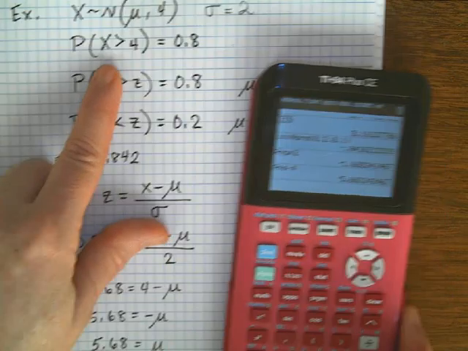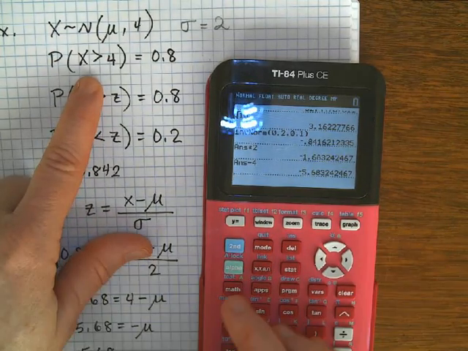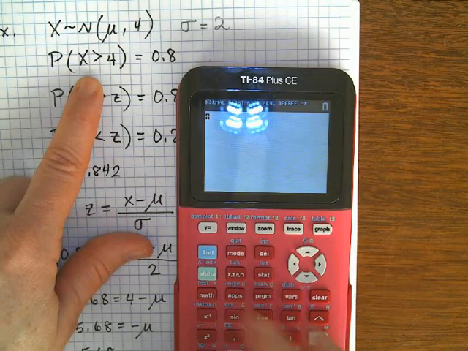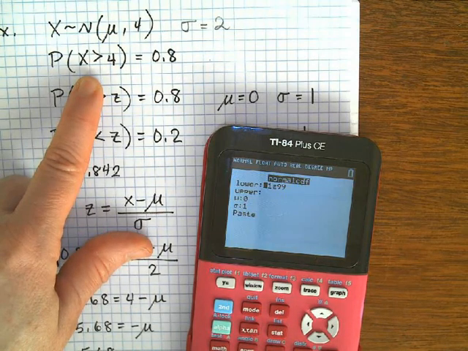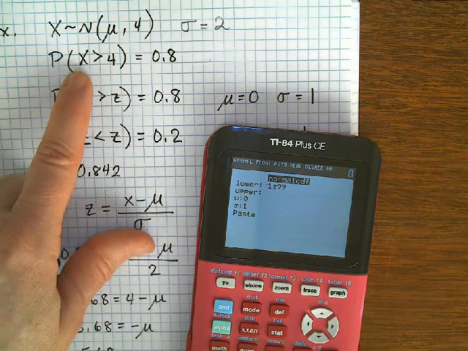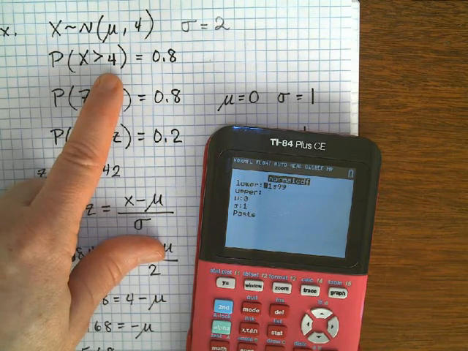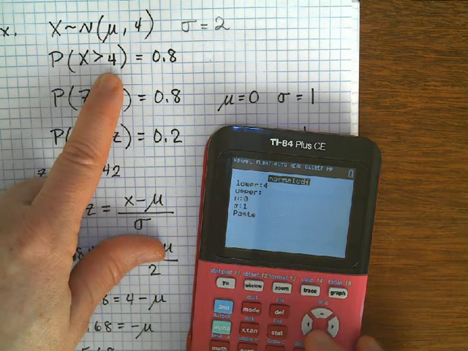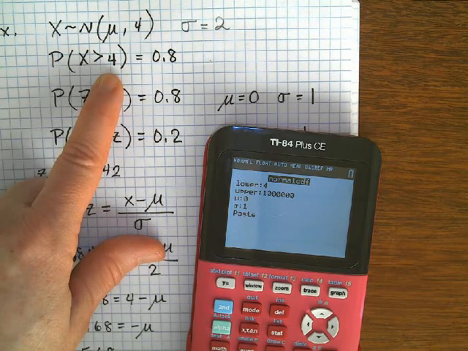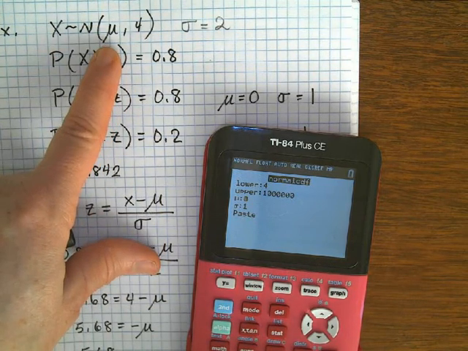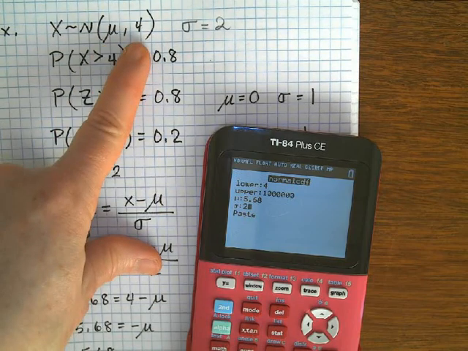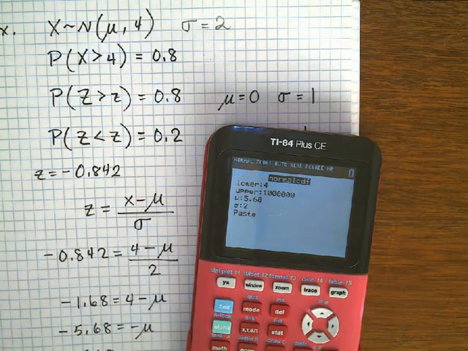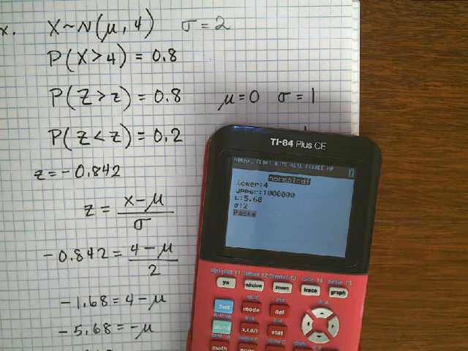We can go ahead and put this in if I go to my calculator, let's go to the normal distribution. Normal distribution, option 2. And my lower limit, so I want x to be greater than 4. So that means 4 is my lower limit. And my upper limit's going to be like a million, infinity, whatever. My mean, I'm saying my mean is 5.68. We just solved for that. And my standard deviation should be 2. Okay, the square root of 4 is 2. And fingers crossed, we should get 0.8 when I hit enter.